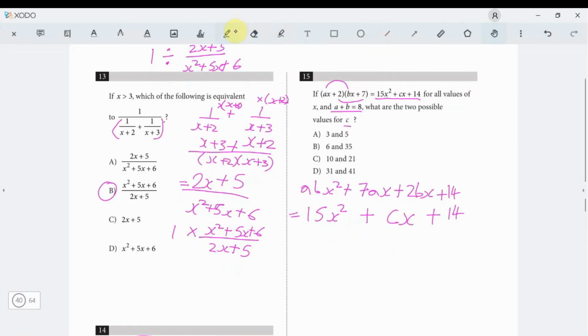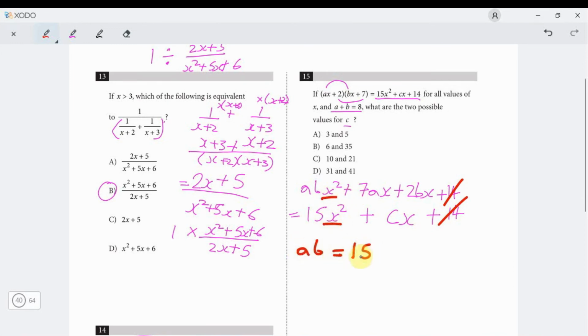So the first thing we notice is that this part equals this part, so we don't need to focus on that part. Now from the x squared parts, we're then getting that a times b is equal to 15. But if a times b is equal to 15 and they told us also a plus b is equal to 8, the only two numbers that when you multiply them you get 15 and add them you get 8 are 3 and 5.